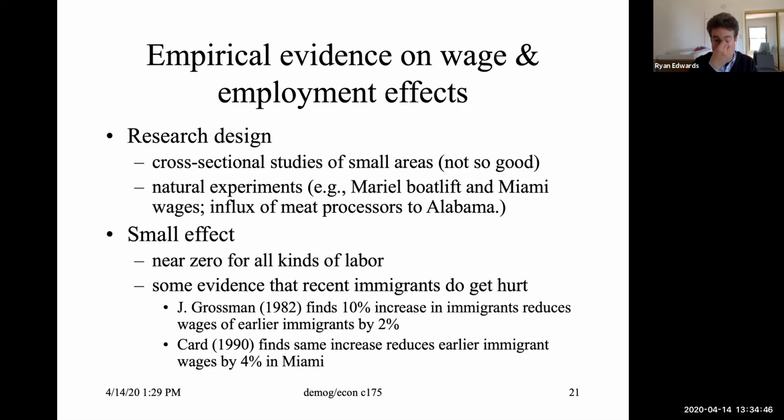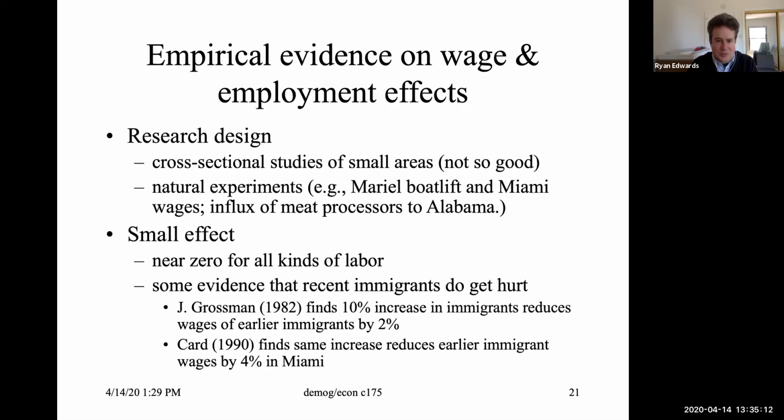If you thought about comparing a Cuban American who arrived 5 years ago to a Cuban American who arrived today, on average, so you imagine their average age is comparable, those are probably much more substitutable types of labor. And the evidence suggests that, in fact, yes, it's those people who probably get hurt the most by the presence of new immigrants who are most like them in terms of the characteristics of that labor supply.